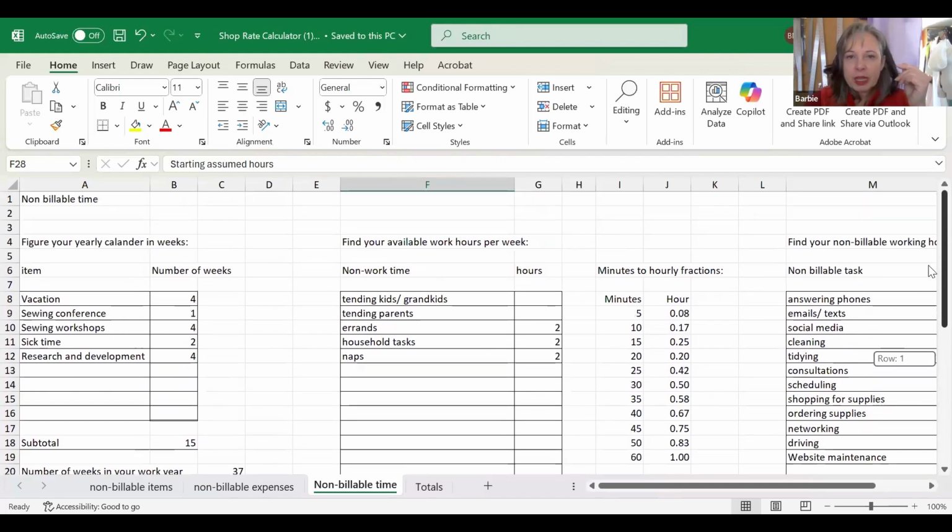Now go back in, and do you have to tend or help with your kids or your grandkids? Do you take time off when they come home from school so that you can spend time with them? How many hours a week do you do that? If you spend an hour every day after school, that's 5 hours a week. Many of us have aging parents. Does it fall on you to take care of them? How much time do you spend tending to your parents?